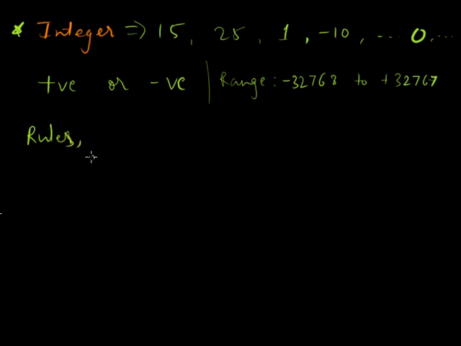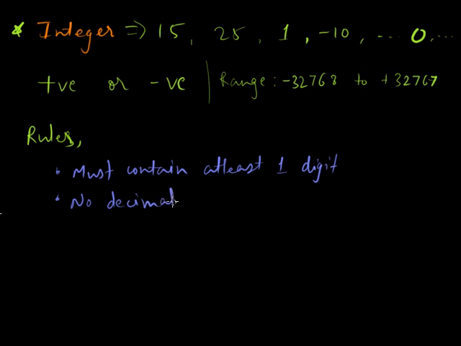The rules are such that any integer must contain at least one digit. So how can it be an integer if it does not contain any digit? It should not contain any alphabet. The second rule is that it must not contain any decimal point. No decimal point is allowed. If it's a decimal point, then it is not an integer, it's a fraction. The third rule is such that no spaces or commas are allowed in between. No spaces or commas.